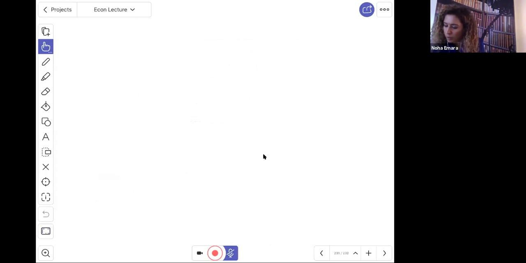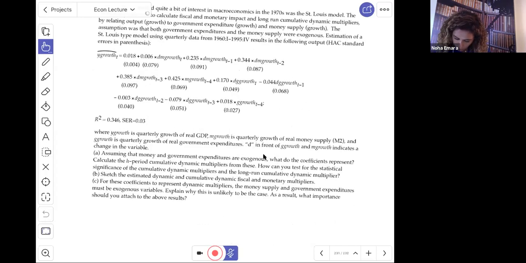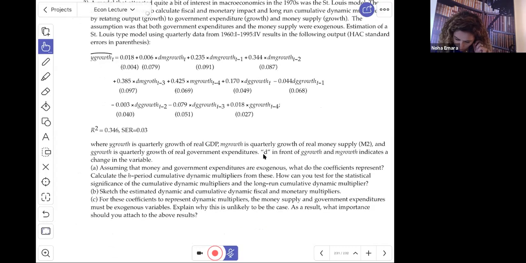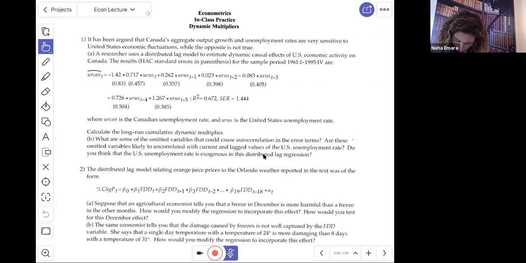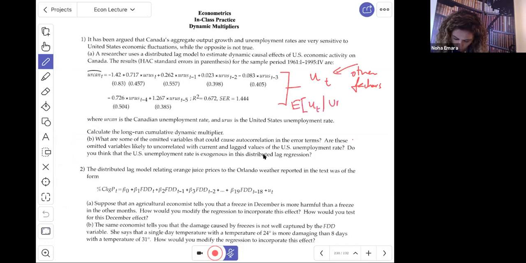So I want you to think about this question: first of all, what is the error term? What are other factors? And whether these other factors, conditioned on UST, UST minus one, and keep going, UST minus five, are correlated or not. Okay, and based on that answer, you would be able to answer the very last one.